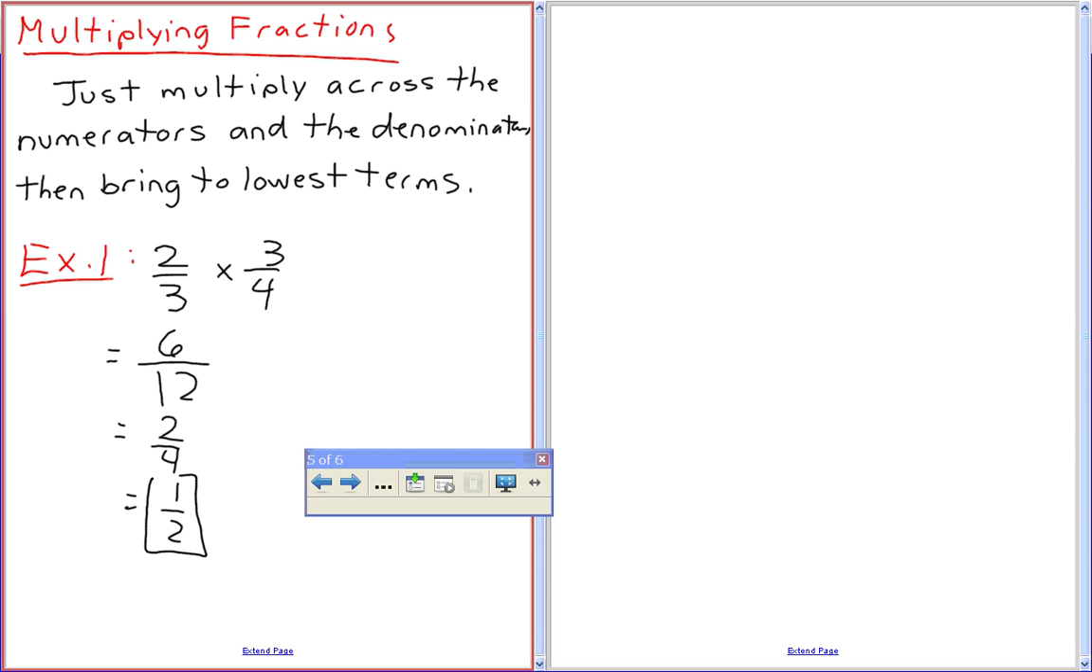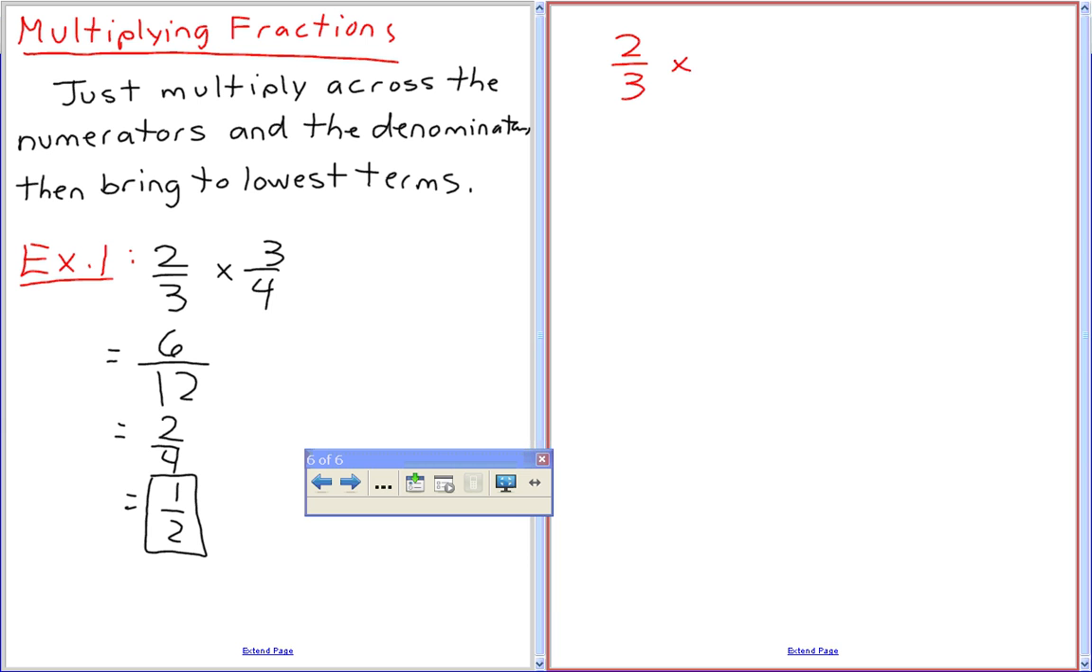Okay, I'm going to show one other way of reducing fractions. You do not have to do this way, but I'm going to show you how I do fractions. If I was doing 2/3 times 3/4, I'm going to show you how I would get that 1/2 in no time. And if you haven't seen this in grade 8, that's okay. You've learned something this year, and that's what we want.